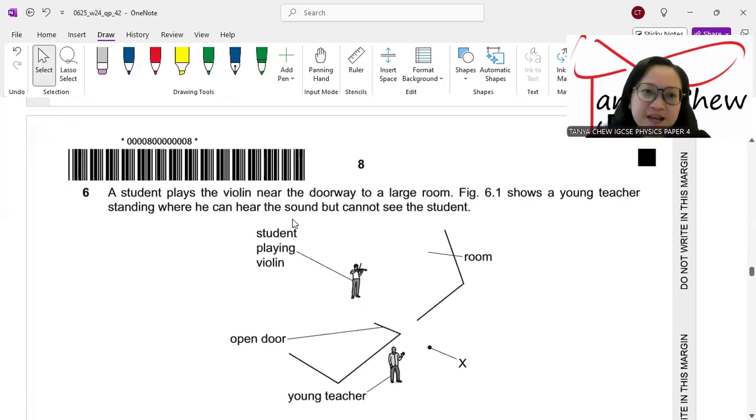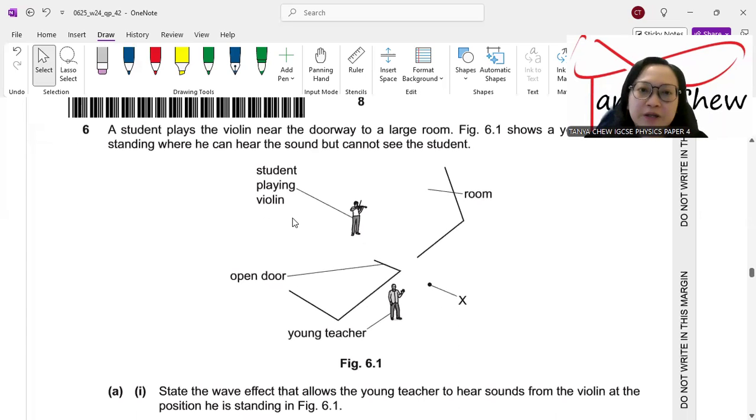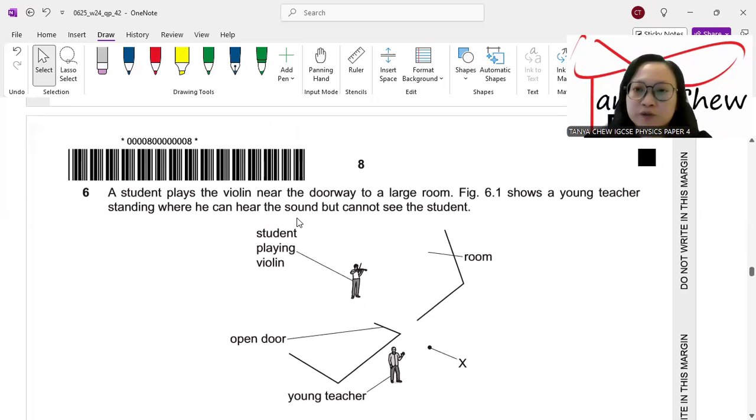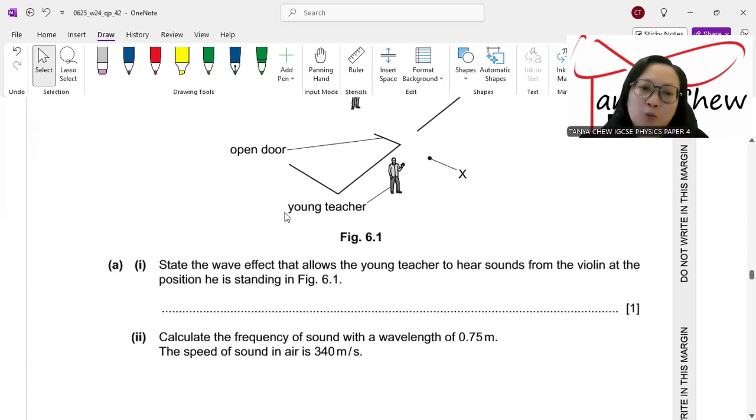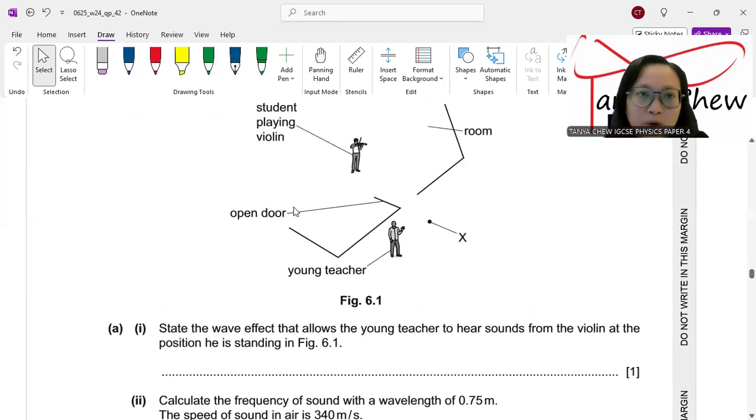Now, question number 6. A student placed the violin near the doorway to a large room. Fig 6.1 shows a young teacher standing where he can hear the sound but cannot see the student. A, part 1, state the wave effect that allows the young teacher to hear the sounds from the violin at the position he's standing. So you look at the door, open door, only this part. Yeah?